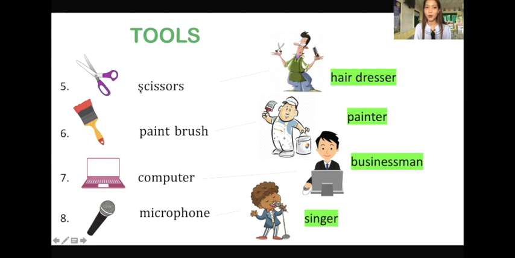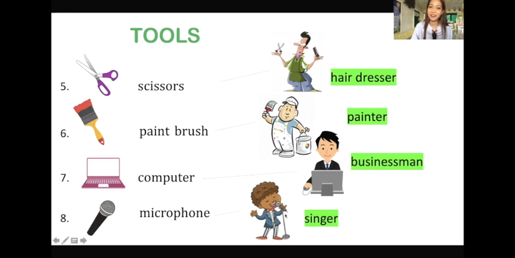Can you please tell me what is this? Scissors, right? They are scissors. How about this one? Do you know what is this? It's a paintbrush. Paintbrush. Good job. Now let's have number seven. Please say computer. Computer. And number eight, please say microphone. Microphone.